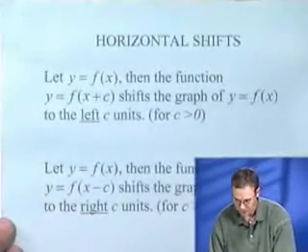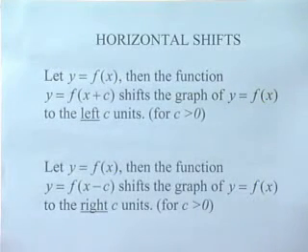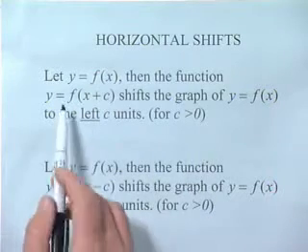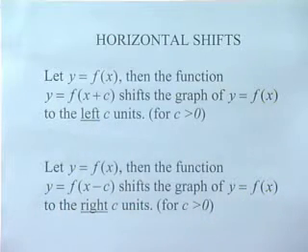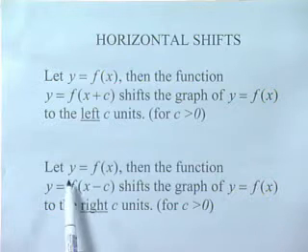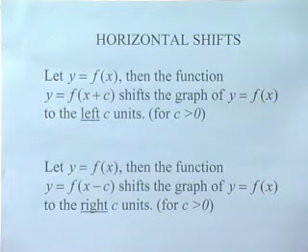Let's try looking at horizontal shifts. Again, you might want to pause and write this down. I'll go ahead and read it. Let y equal f of x. Then the function y equals f of x plus c shifts the graph to the left c units, and always my c is going to be a positive number. The graph y equals f of x minus c will shift the graph to the right c units. Let's take a look at a couple of examples.